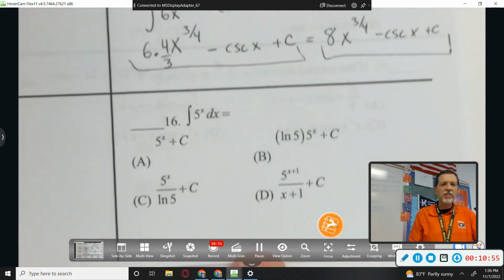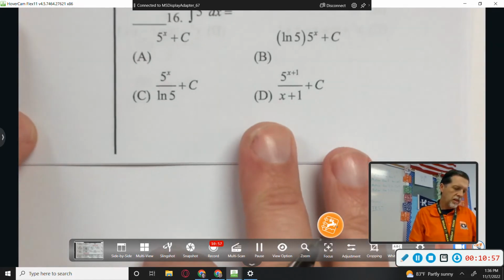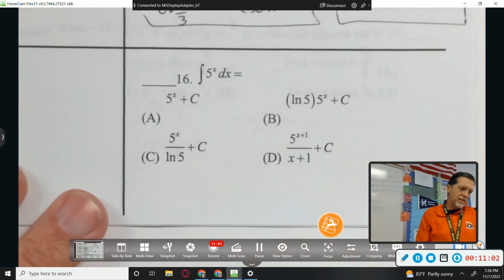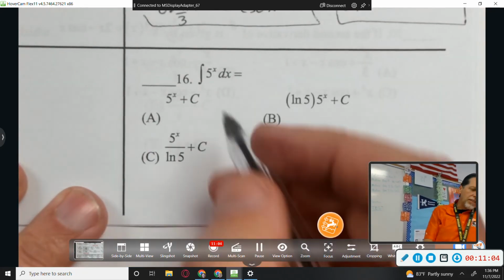How about number 16? We would do that at the top. We kind of did that at the top. We did d/dx of a to the x at the top. Yeah, we did the derivative. This is asking for the antiderivative.